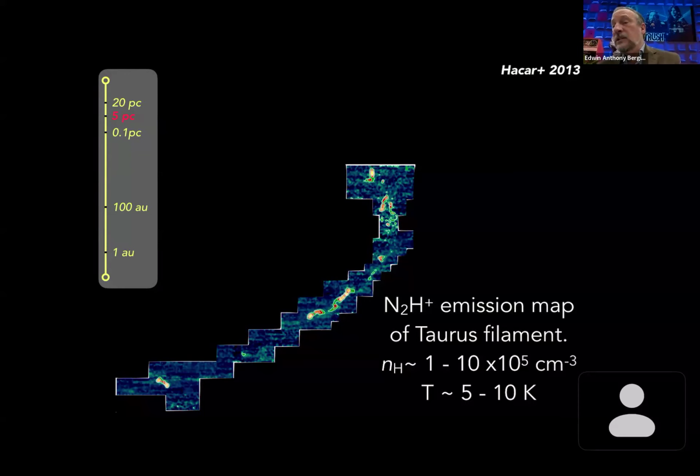And I give you densities. The densities of those little knots are of order 10 to the 5th particles per cubic centimeter. The typical average density of the galaxy is 1 particle per cubic centimeter. So these are overdense regions, which makes sense, right? Material has been collected on its way to making stars. And the temperatures are very cold, only 5 to 10 degrees above absolute zero. And one might ask the question, how do I know those quantities? And that's what we're going to work through today.